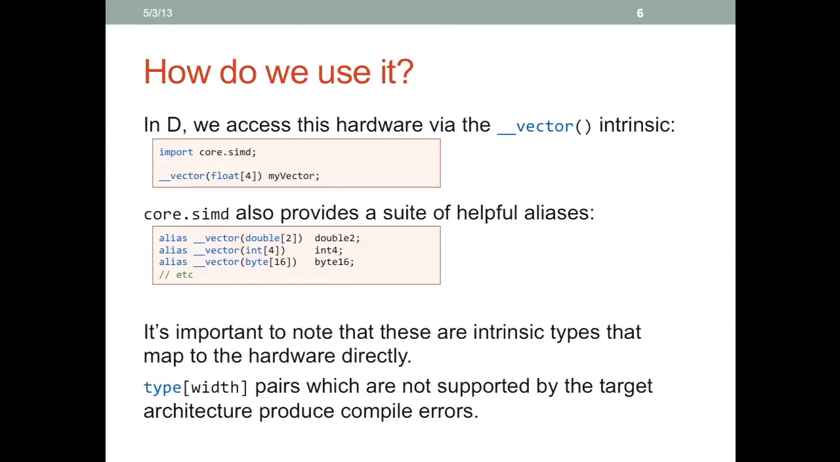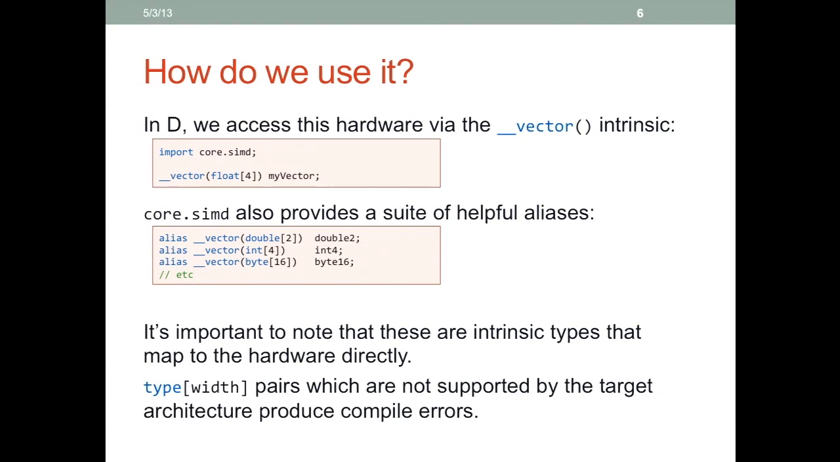So in D, we access this hardware, or at least the registers, via this __vector intrinsic, which has recently been added. We import core.simd, and then we can declare a __vector along with a short array declaration, which is of the appropriate length to fit the size of the register we're targeting. In this case, 16 bytes, 4 floats. So core.simd also provides a bunch of helpful aliases, for instance double2, int4, which make your code look a whole lot nicer.